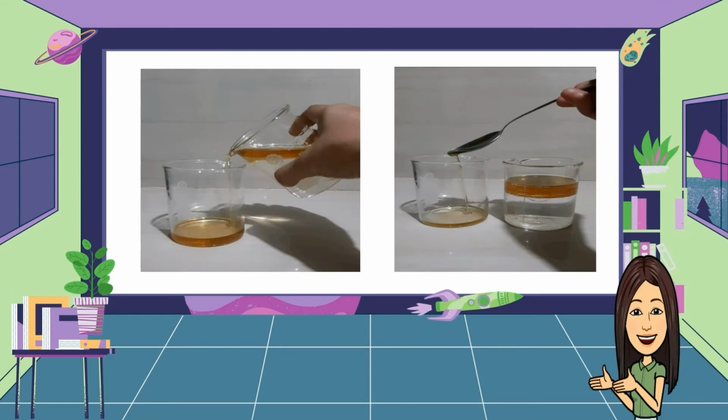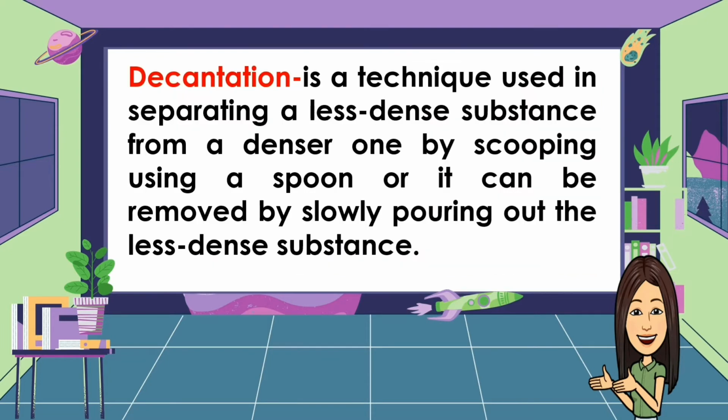In our activity, oil and water do not mix and form a heterogeneous mixture. They are immiscible liquids. The oil is separated from the water by pouring or scooping out the topmost liquid. This process is called decantation. Decantation is a technique used in separating a less dense substance from a denser one by scooping using a spoon, or it can be removed by slowly pouring out the less dense substance.